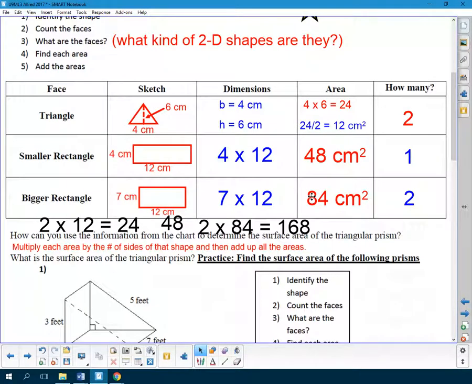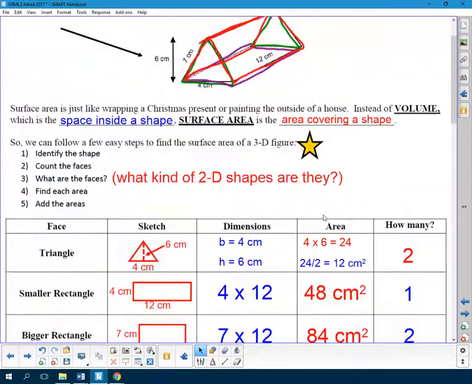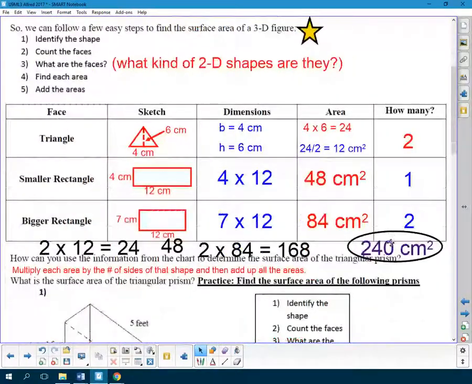Those represent the areas of the 2 triangles, the smaller rectangle, and the 2 bigger rectangles. Okay? I'm going to take all my areas of all my sides, and I add them all up. 24 plus 48 plus 168 is 240 centimeters squared. That is the surface area of that entire triangular prism right here. 240 centimeters squared. All it is, I found the area of each face and then added up all the areas after I figured out how many identical faces I had.